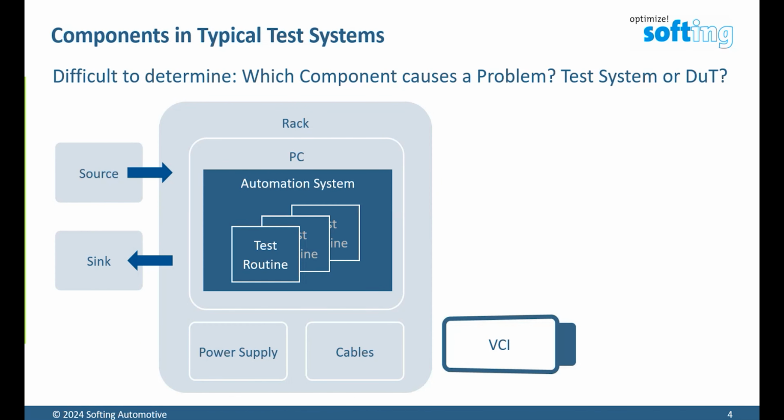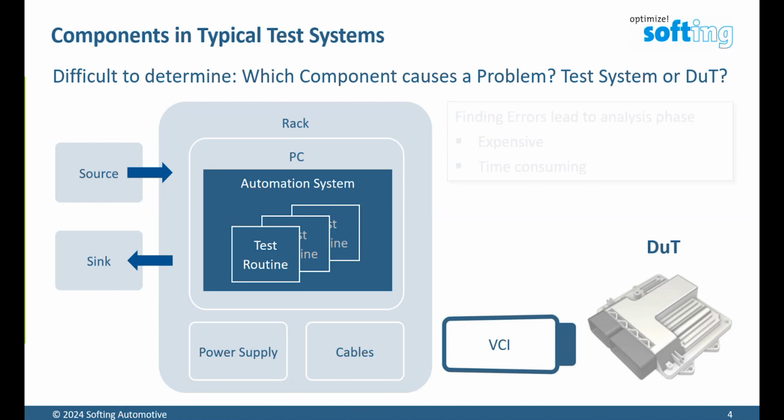So we have typical components in such a test system. As you can see there, we have, for example, racks, a PC, an automated system. We have test routines, power supplies, cables, and so on, which we have to build up to a complete test system. And then via a VCI, we connect one or maybe more ECUs, called device under test. And the topic is, normally you can just test these things together. That means the device under test and the test system can be tested only when the device under test is physically available.